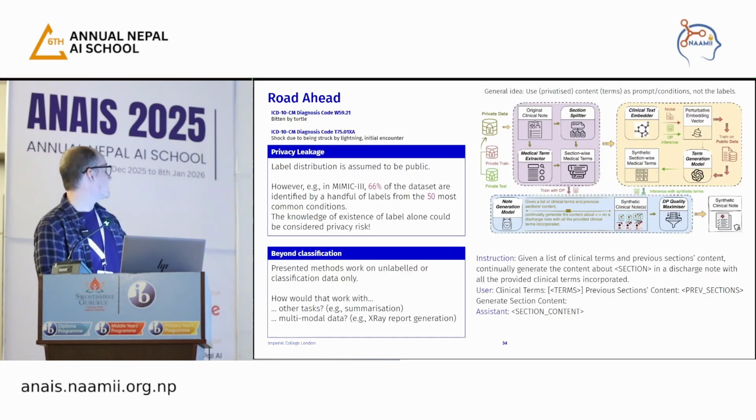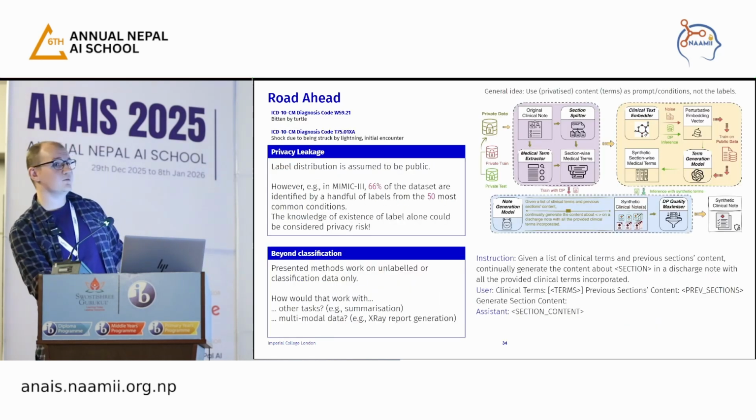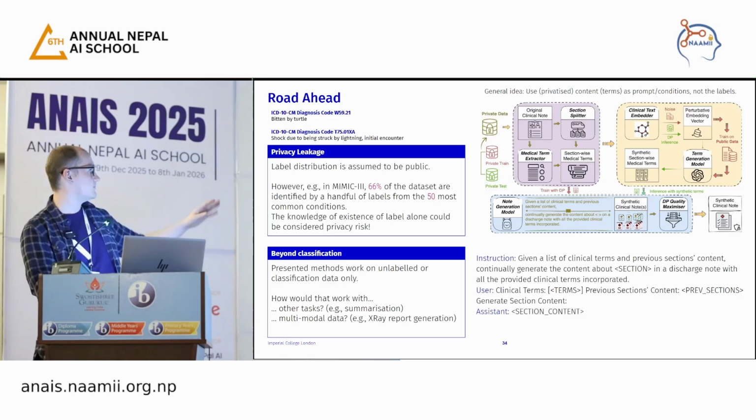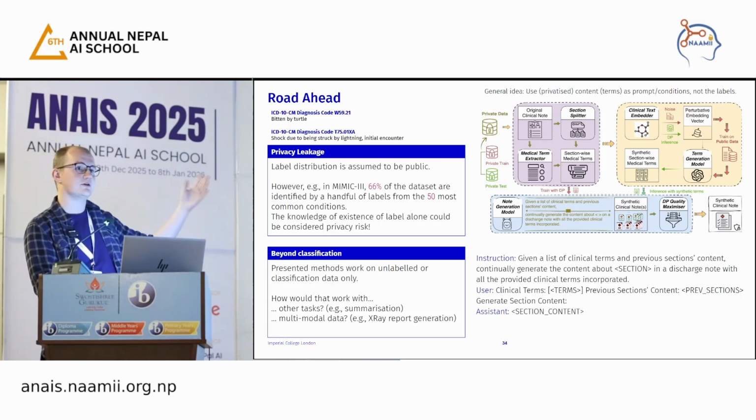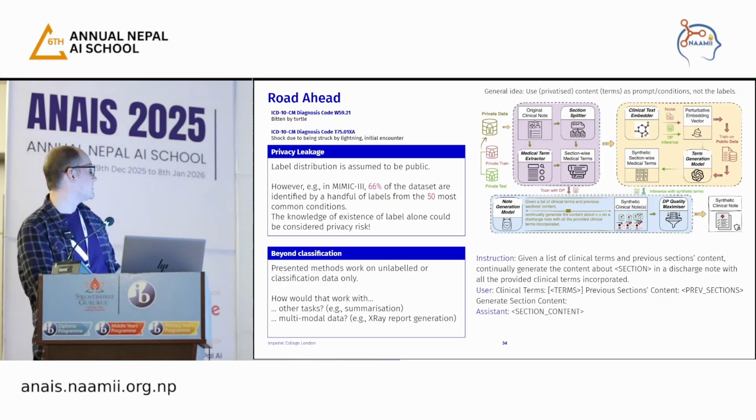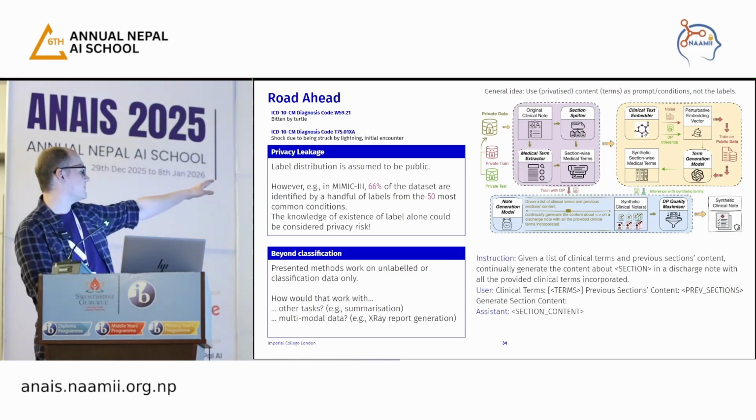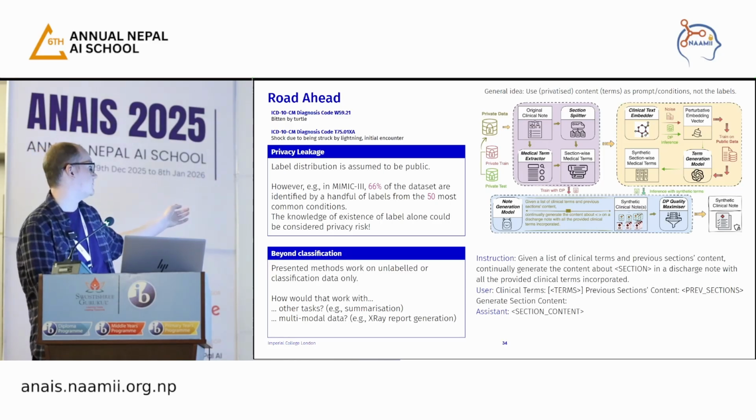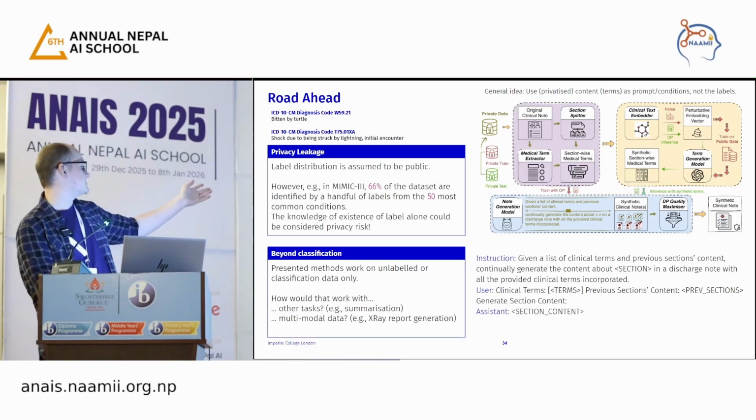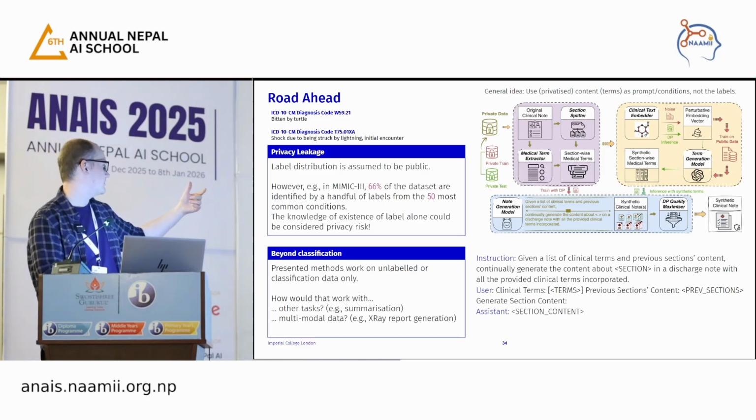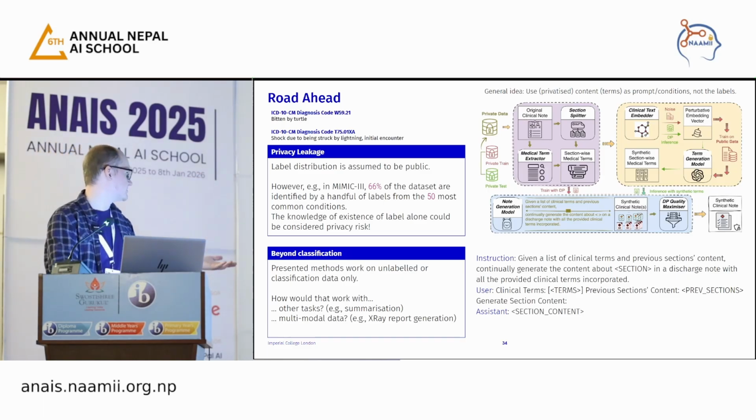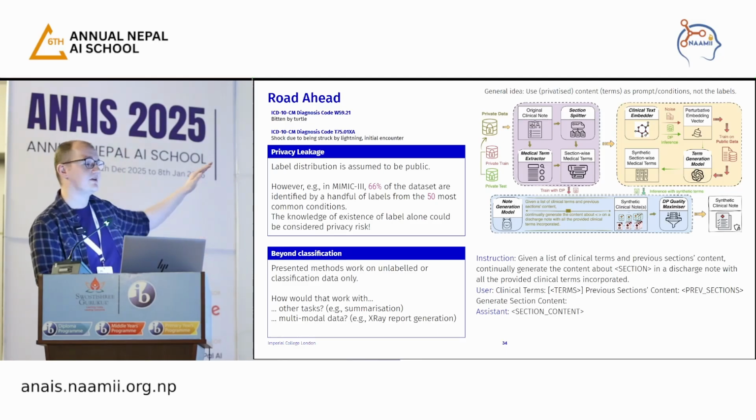Right, one final example is a favorite of mine. We usually assume, when we do that, that the label distribution we condition the generation on is public, but it's not really public, or it shouldn't be. For example, in the Mimic3 dataset that we looked at in the beginning, 66% of the dataset are already identified by a handful of labels from the 50 most common conditions. And it's because these labels are very, very detailed.